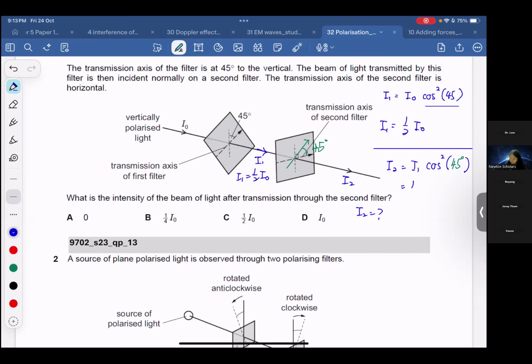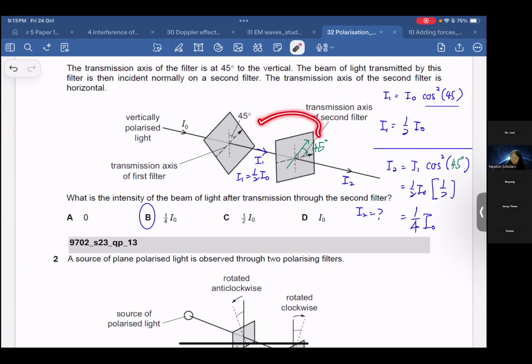So this one is half I0. Then cos 45 is another half. So your answer should be 1 over 4 I0. The answer should be B. The main thing that I want to teach you is it should be based on your first filter, compared to how much, right now we continue rotating.